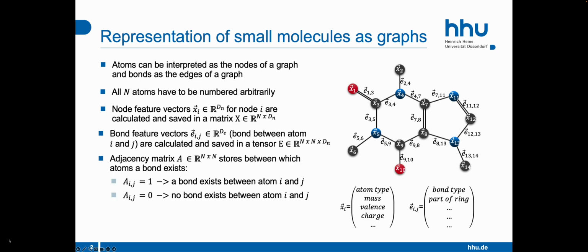We then also use another matrix A to indicate between which atoms we have bonds in the molecule. This matrix is called the adjacency matrix, and an entry at position ij of this matrix is equal to 1 if there exists a bond between atom i and j, and the entry is 0 if there is no bond between those two nodes or atoms. We can now represent our graph using the matrices or tensors X, E, and A, and we can use these as the input for a graph neural network.